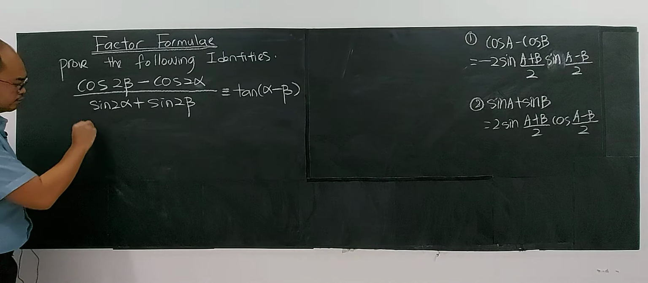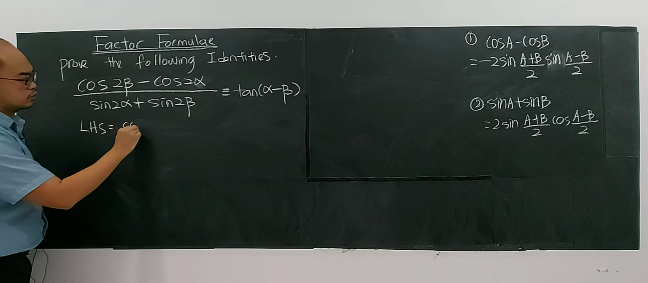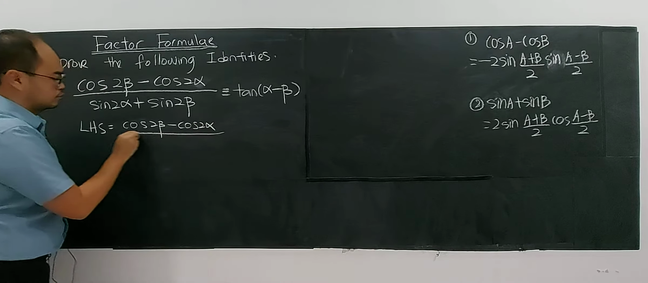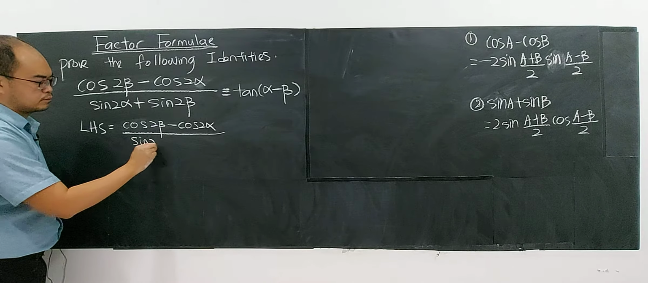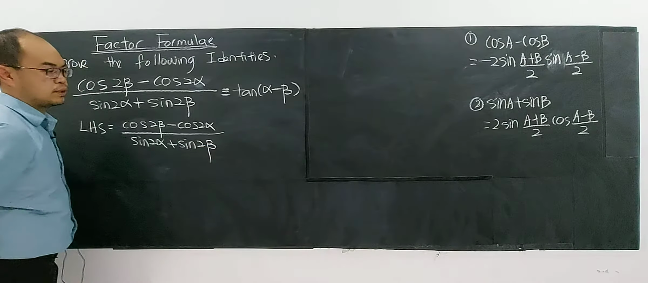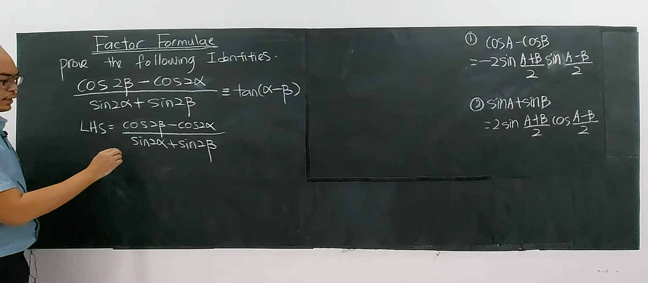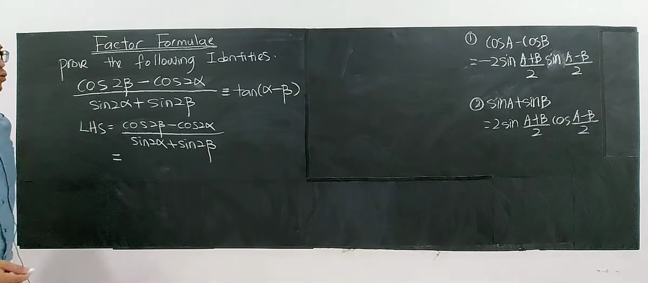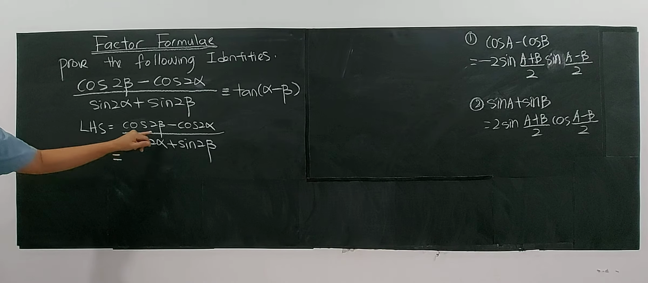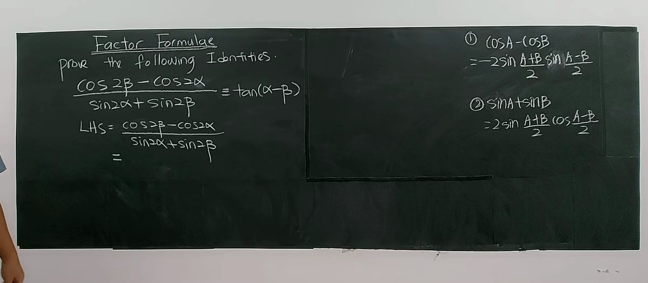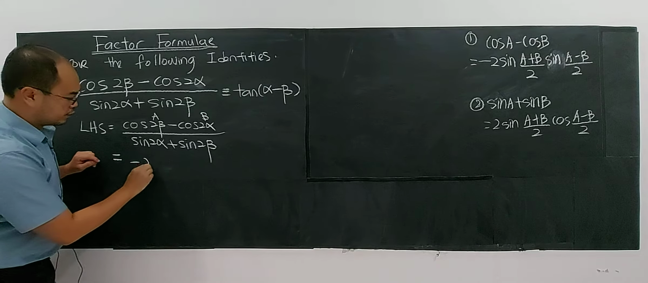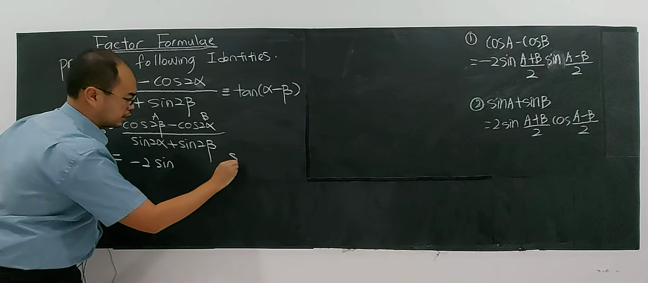For the left hand side, which is cos 2 beta minus cos 2 alpha divided by sin 2 alpha sin 2 beta, you have cos A minus cos B. The A now is 2 beta here. I just use that formula, cos A minus cos B. This is your A now, and this is your B. So it will become negative 2 sin.